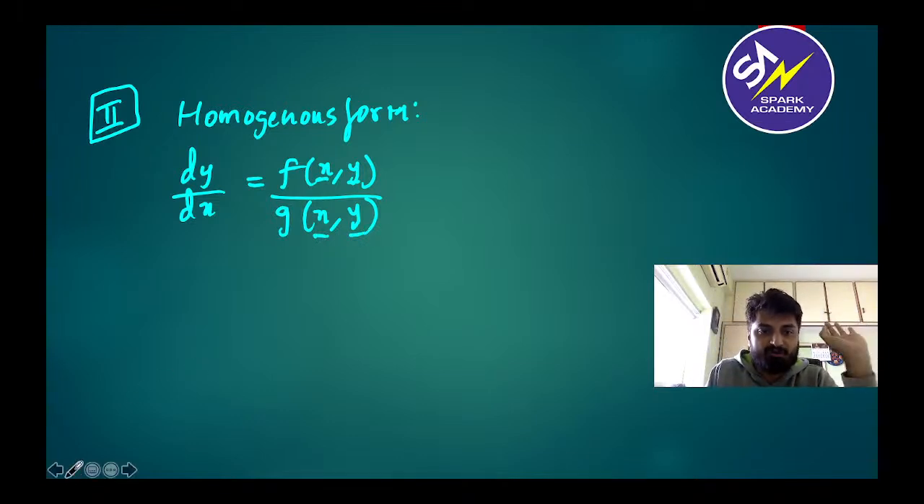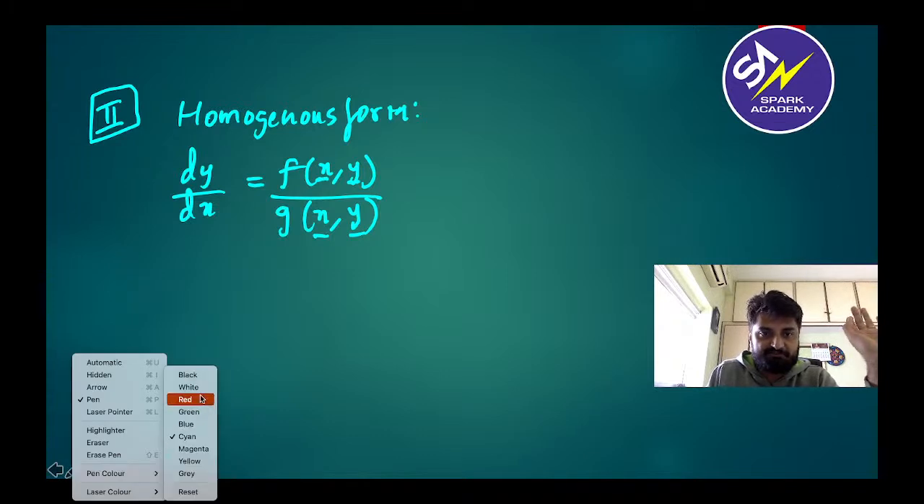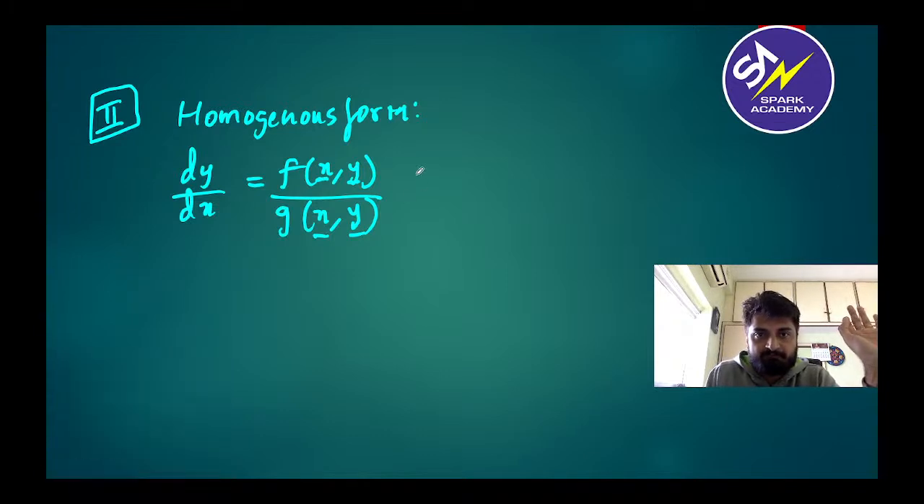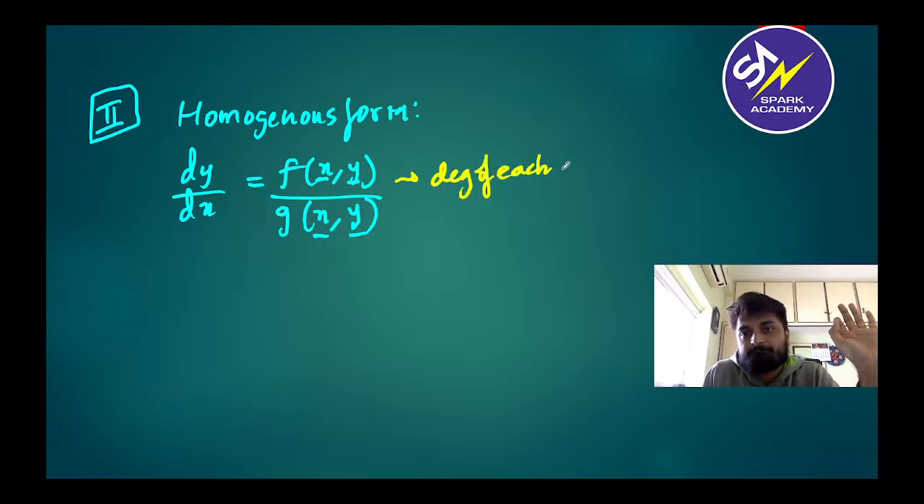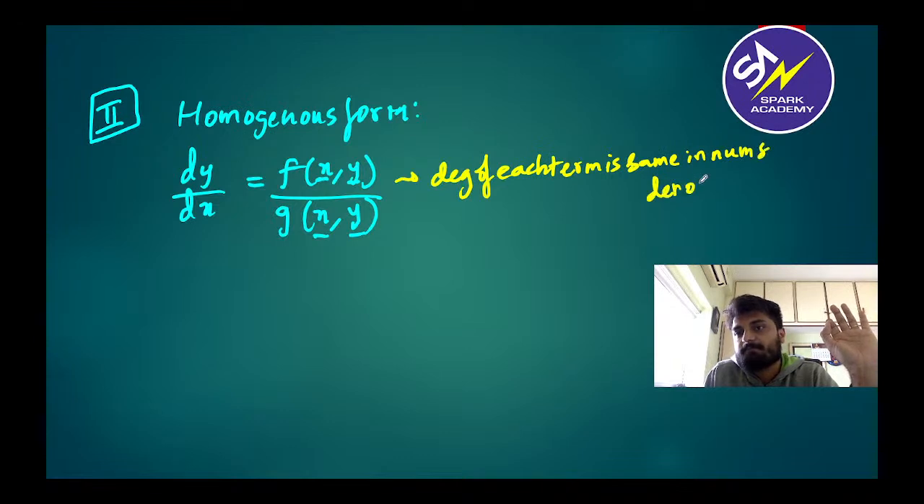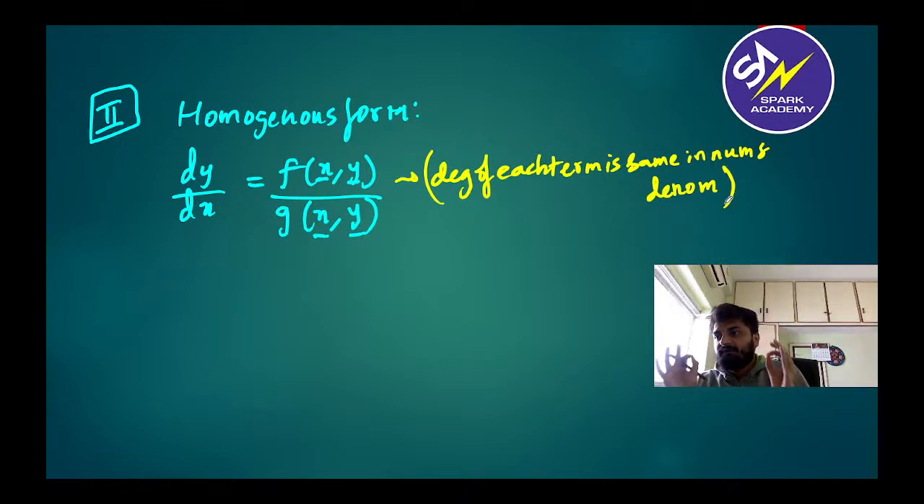What do you mean by homogeneous? Homogeneous means the degree of each term is the same in the numerator as well as the denominator. The degree of each term is the same in the numerator as well as the denominator, then it is said to be in a homogeneous form. Right?